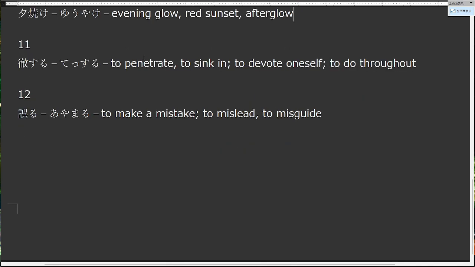Number 11 is tessuru. From our kanji tetsu, to penetrate or sink in, comes the verb to penetrate or sink in. Tessuru desu. It can also mean to devote oneself and pierce a subject thoroughly, or to do throughout and pierce some period thoroughly. We see this in the word tetsuya, with the same kanji plus the kanji for nighttime. Tetsuya is to stay up all night or pull an all-nighter.